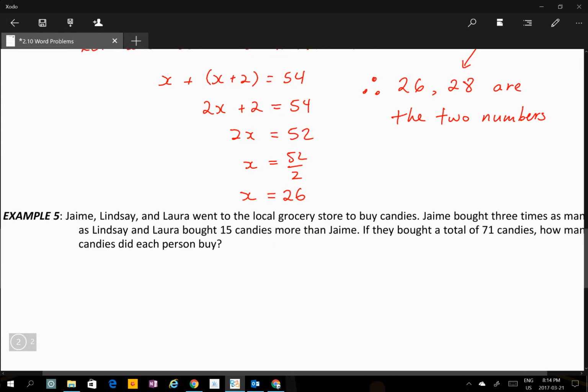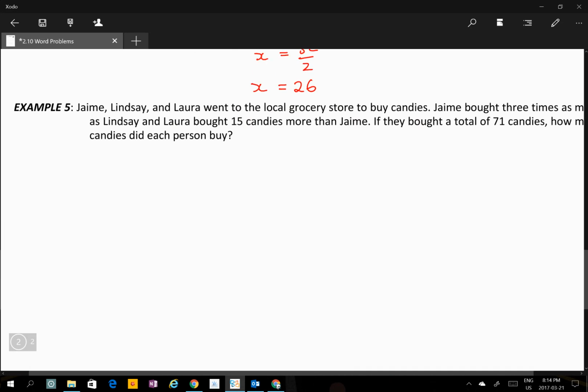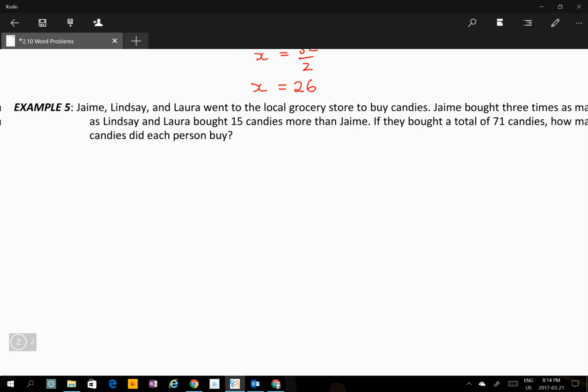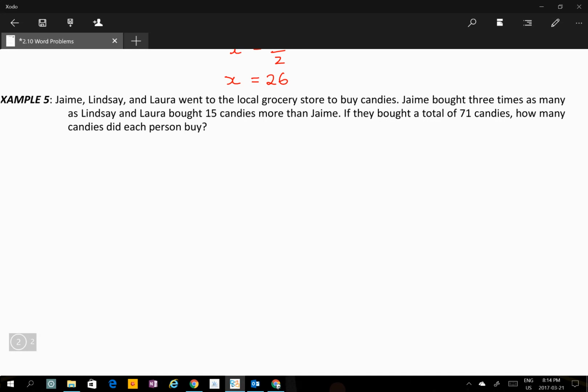All right, example number 5. Jamie, Lindsay, and Laura went to the local grocery store to buy candies. Jamie bought 3 times as many as Lindsay, and Laura bought 15 candies more than Jamie. If they bought a total of 71 candies, how many candies did each person buy?